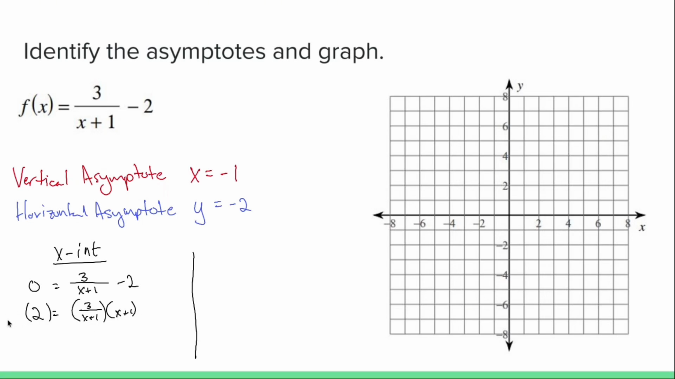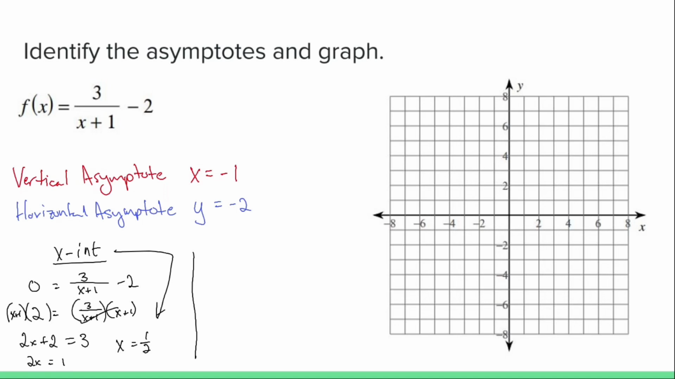All right, so we're going to have a little bit of distributive action over here. X plus 1. So 2 times x is 2x. 2 times 1 is 2. So we have 2x plus 2 equals 3, because that cancels out. Since I'm running out of space, subtract 2. 2x is going to equal 1. And then divide by 2, and we have an x-intercept happening at 1/2. So that's going to be my x-intercept. That's going to happen at 1/2.